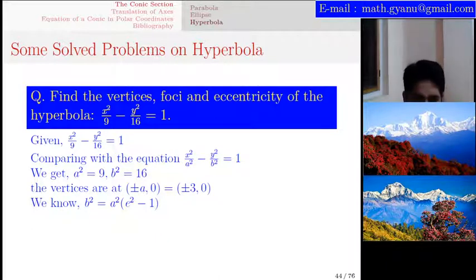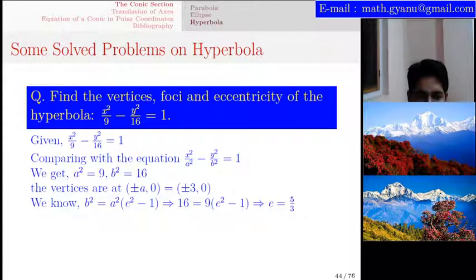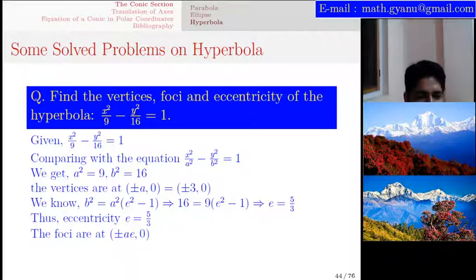To compute eccentricity, we use this result, that is, b square equal to a square times e square minus 1. Substituting the values of b square and a square, 16 equals 9 times e square minus 1, and after evaluating, you will find that the value of e is 5 by 3. Thus, eccentricity is 5 divided by 3. The foci are plus minus ae comma 0. Substituting the values of a and e, that will be plus minus 5 comma 0. Okay, that completes the solution.